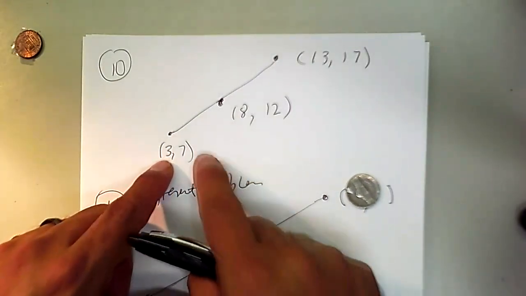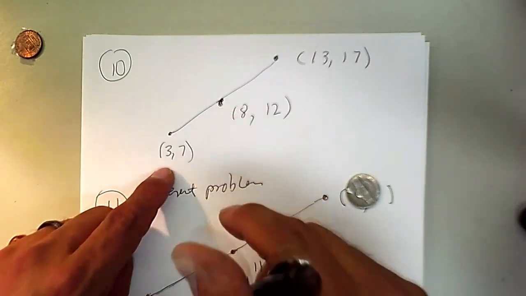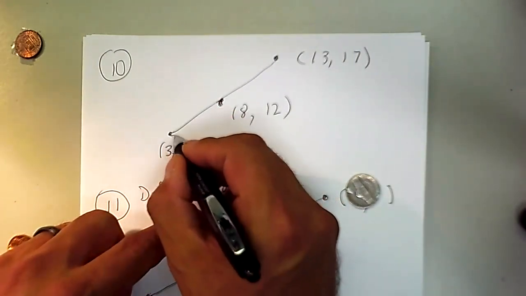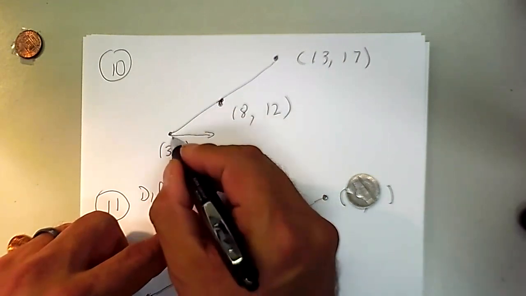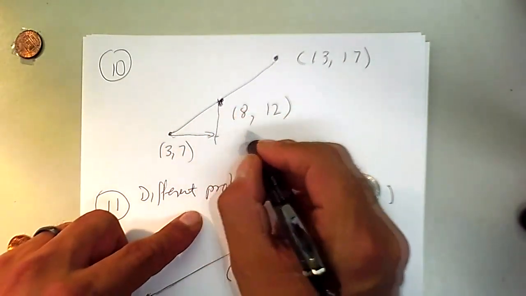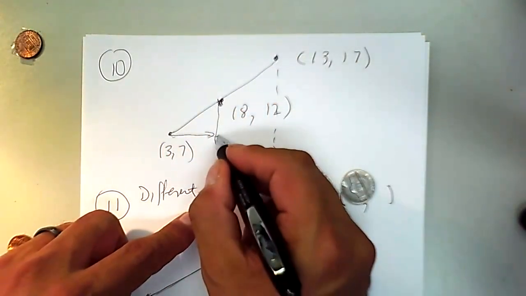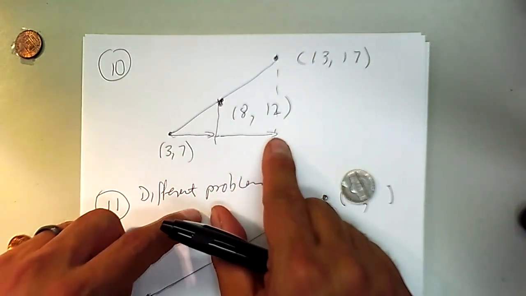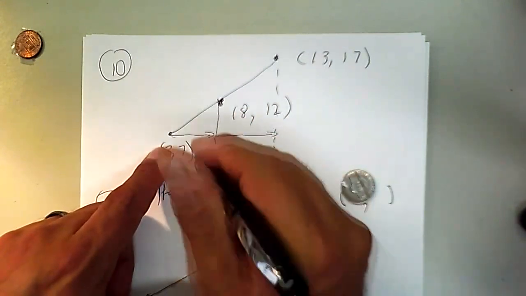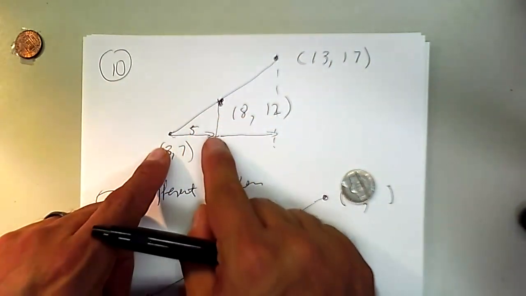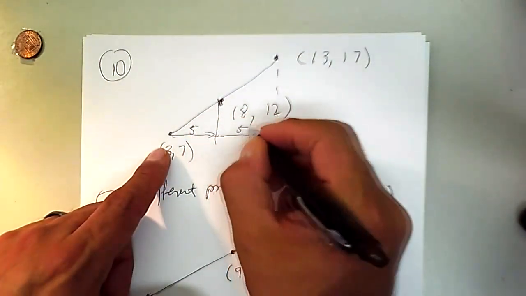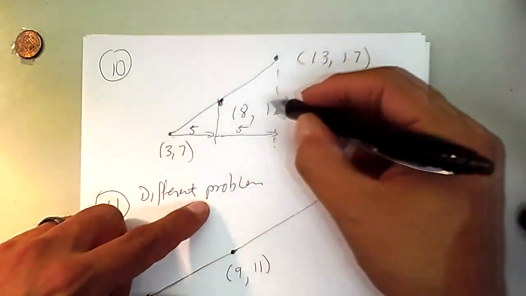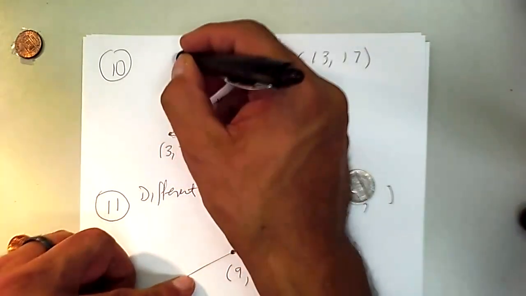Something to notice when you have a midpoint is that whatever horizontal distance you go from here to the midpoint, it is going to be the same thing as going to the other end. So from 3 to 8, we go 5. From 8 to 13, well, we go 5. And the same thing happens in the vertical direction.